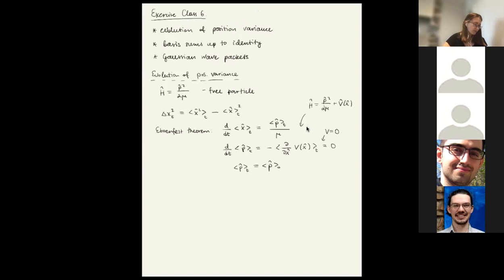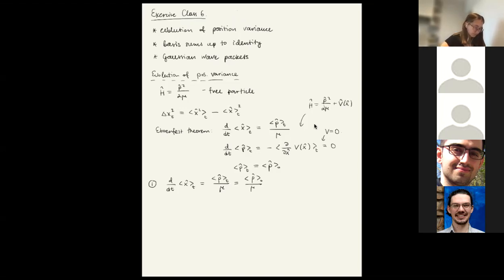Okay, so in a first step, we're going to use this equation above. So we have that d by dt of the average of x at time t is the average of p at time t over mu. And the average of p at time t is the same as the average of p at time zero, because for the free particle, the average of the momentum does not change.